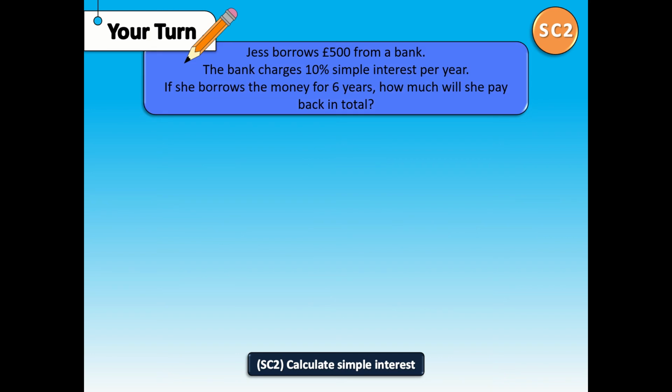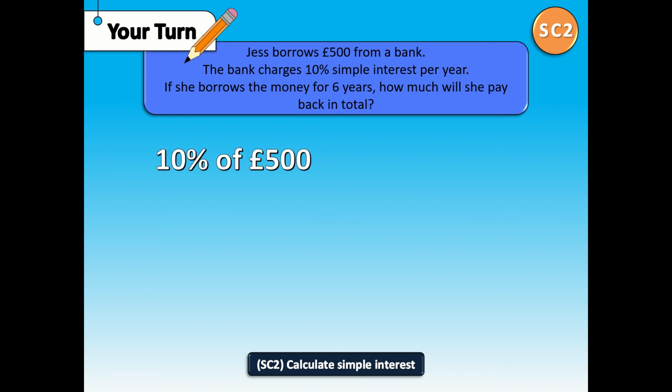Here's a question for you to have a go at. Pause the video, and when you're ready to see what you should have done, press play. So this question says Jess borrows £500 from a bank. The bank charges 10% simple interest per year. If she borrows the money for 6 years, how much money will she pay back in total?